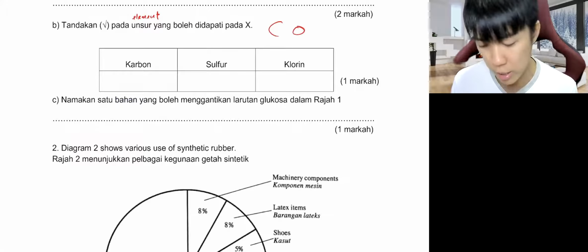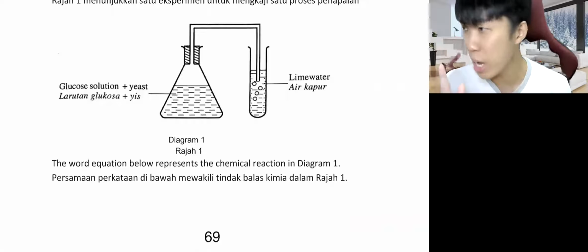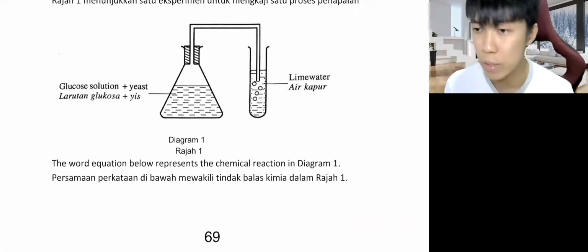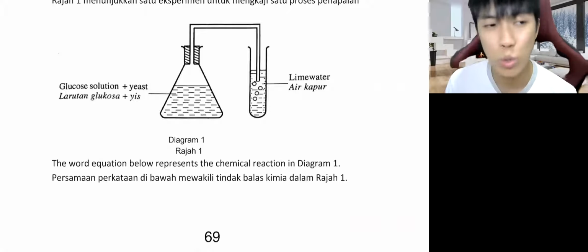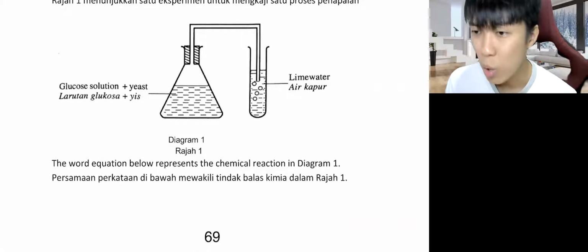Okey, namakan satu bahan yang boleh menggantikan larutan glukosa dalam raja satu. Okey, that means replacement for glucose. Do you remember the two juices we have? Two juices we have. Anybody? We have the juice pineapple. Yes, juice pineapple. Ada lagi apa? Orange juice. Amoy. Orange juice tu acidic. Tak boleh.